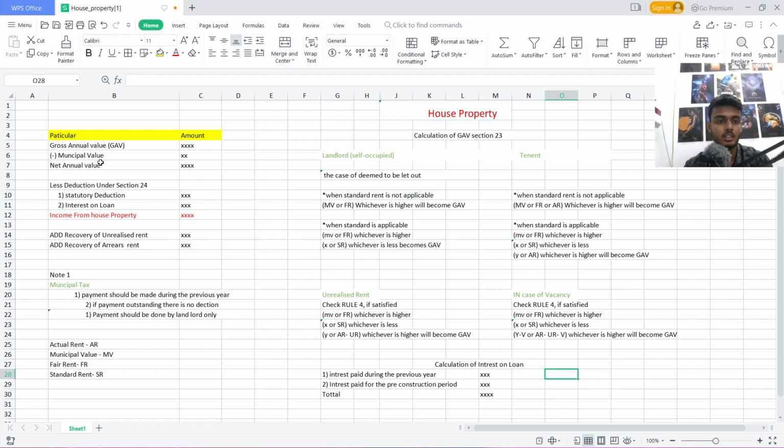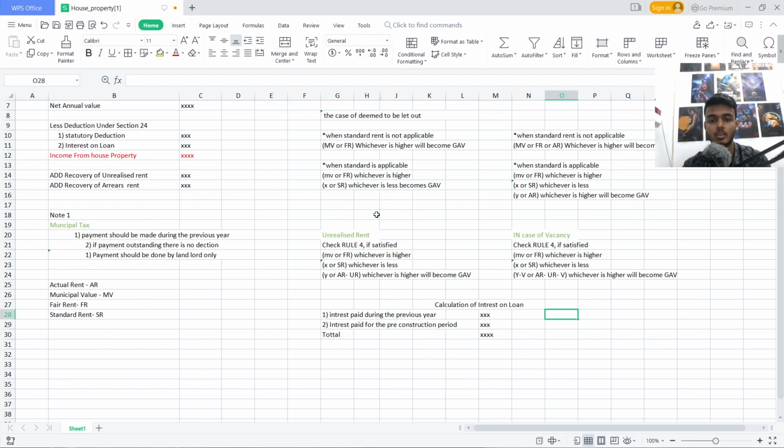Now we know how to calculate gross annual value. Then the municipal value we have already discussed. Then we will get the net annual value. Now moving forward with less deduction, we'll come under section 24. Standard deduction, as I already mentioned, is 30% deduction of net annual value. And now interest on loan.